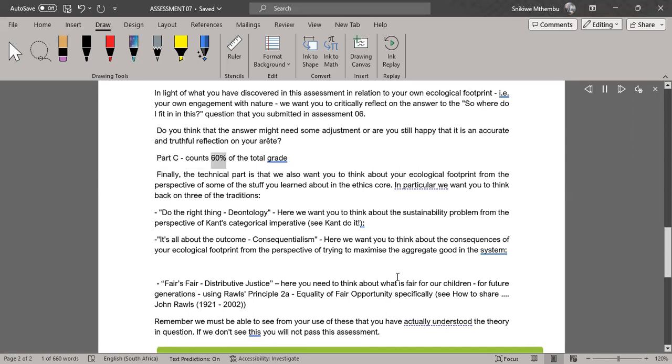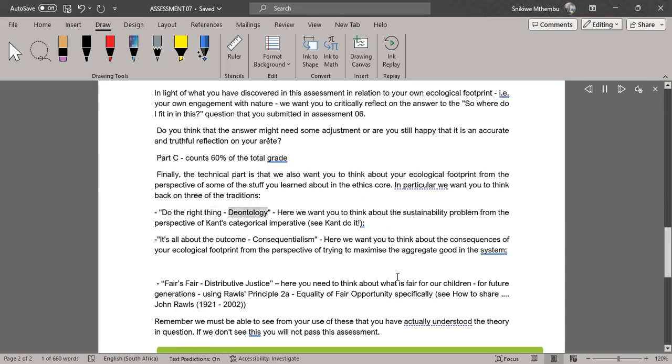Part C counts 60% of the total grade. Finally, the technical part is that we also want you to think about your ecological footprint from the perspective of some of the stuff you learned about in the ethics core. In particular, we want you to think back on 3 of the traditions.